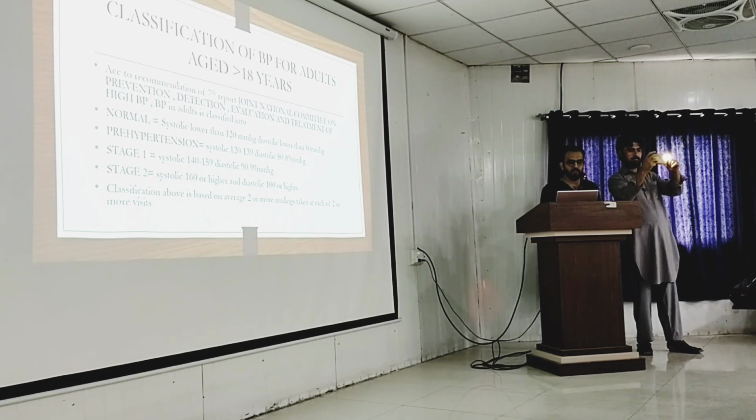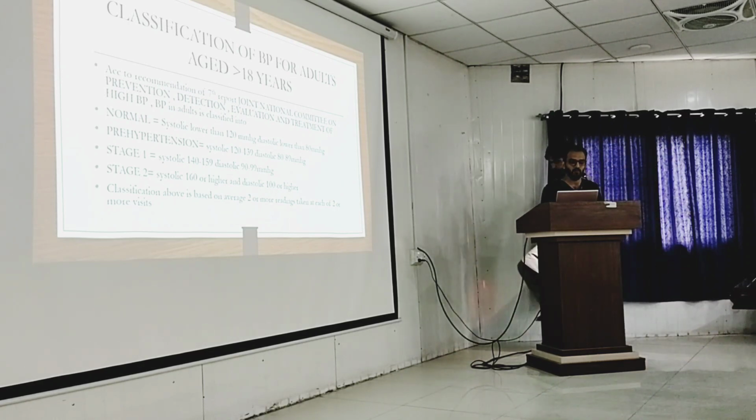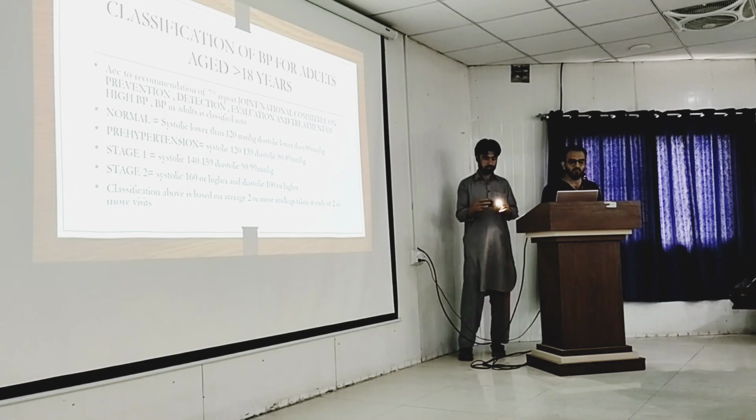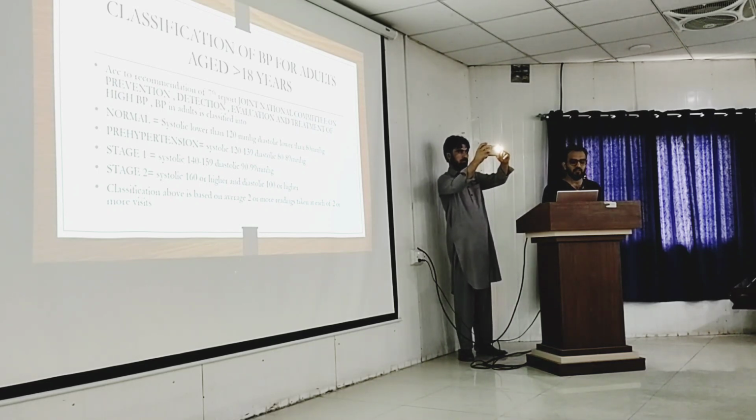Pre-hypertension, systolic 120 to 139, diastolic 80 to 89. And stage 1 is systolic 140 to 159, diastolic 90 to 99 millimeter of mercury. Stage 2 is systolic 160 or higher and diastolic 100 or higher. The classification above is based on the average of 2 or more readings taken at each of 2 or more visits.